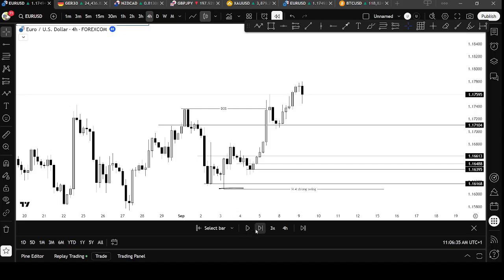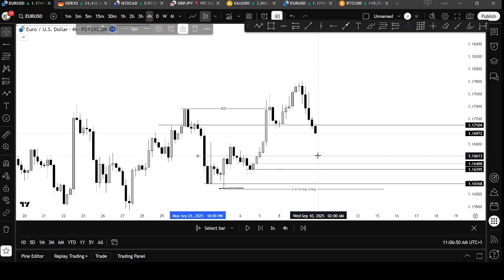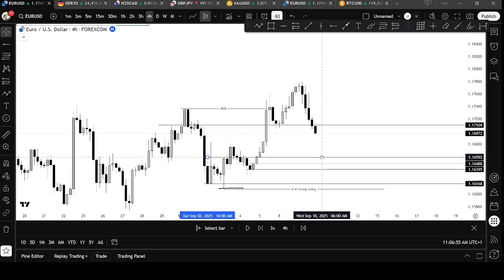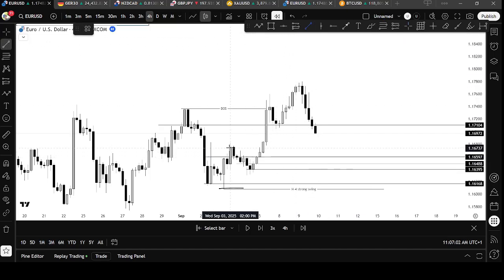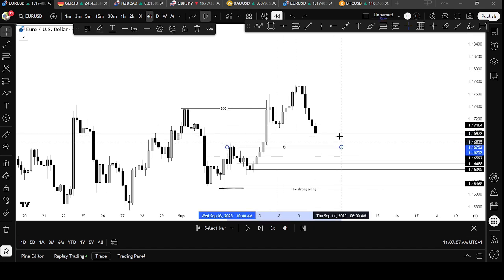So let's see what the market did. The market is coming down. There's no need to start looking for sell here. I'll just wait for the market to come to this place, then I look for buy. So I can refine this one to this place. And also another point of interest here is this one here.